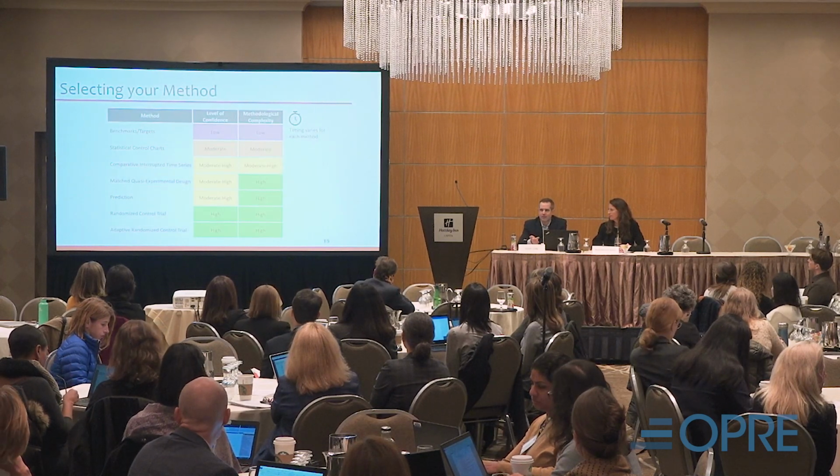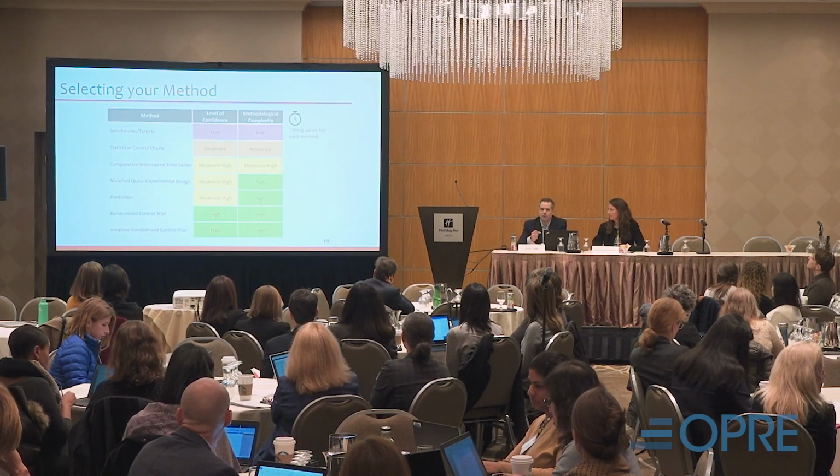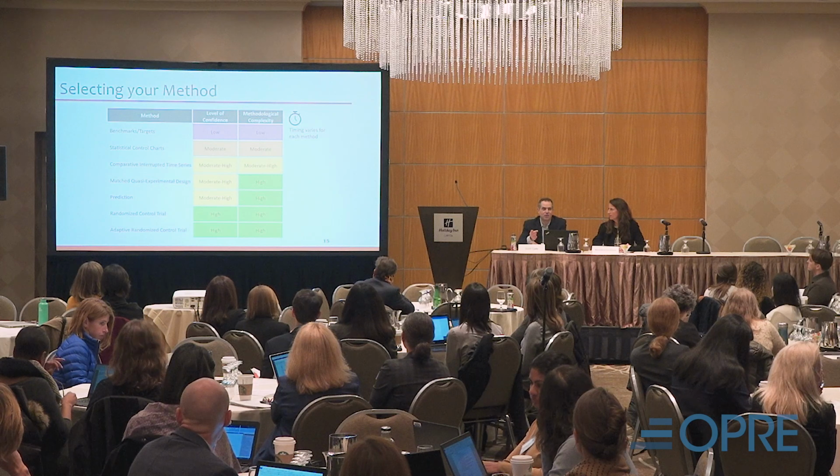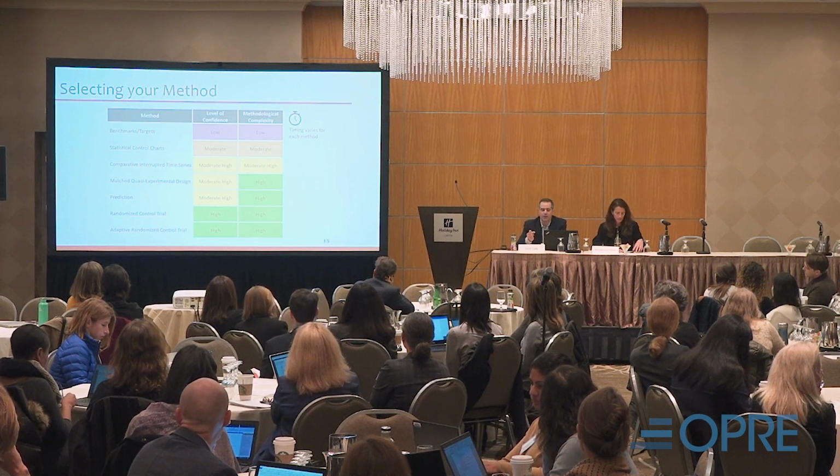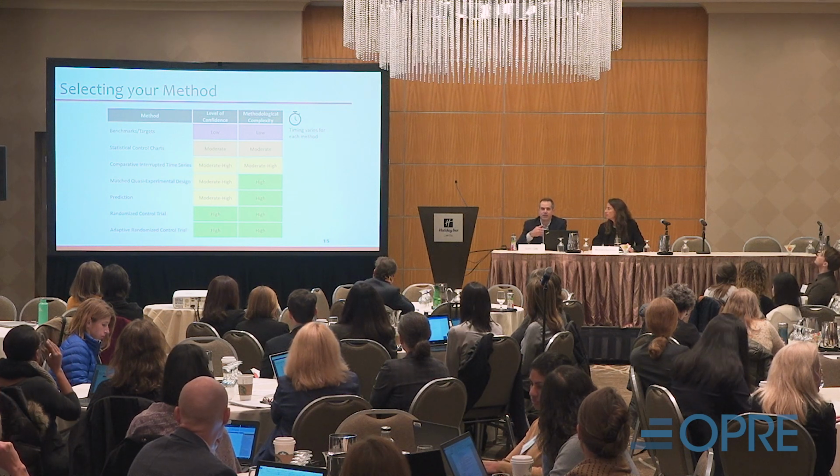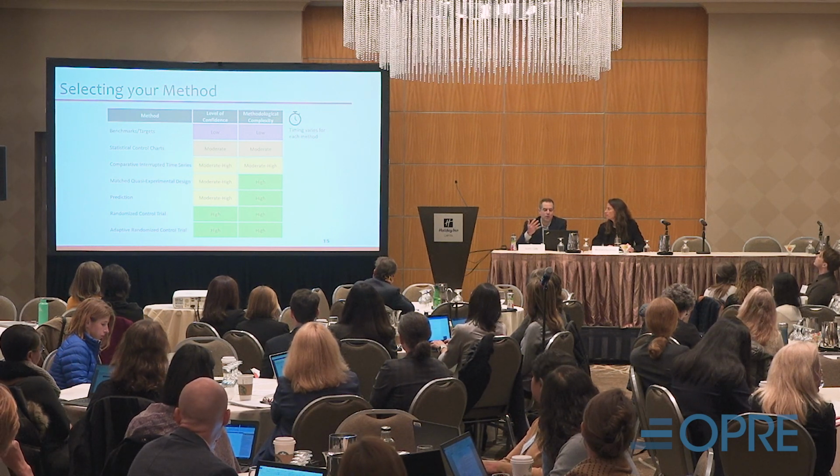In addition to selecting the comparison, you also need to select what's the methodology for making that comparison. It can range from really just a naive comparison to statistical control charts, propensity score matching, randomized control trial, a Bayesian adaptive randomized control trial, and that's a plug for last year's OPRE conference, which materials are online.